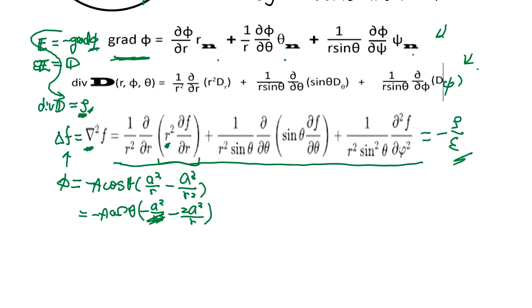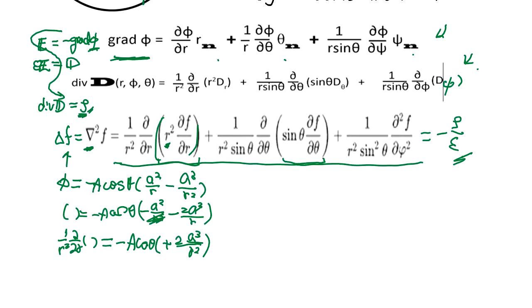Okay, so let's say this is this part, and we do r square, second derivative of this part is going to be, this disappears, so it's going to be plus 2a to the third over r square, right?